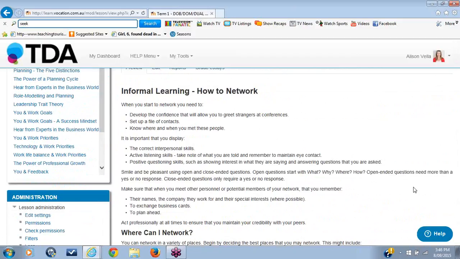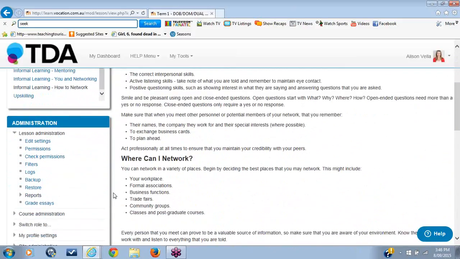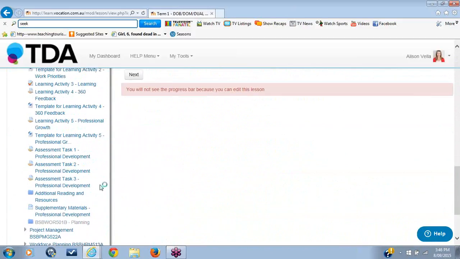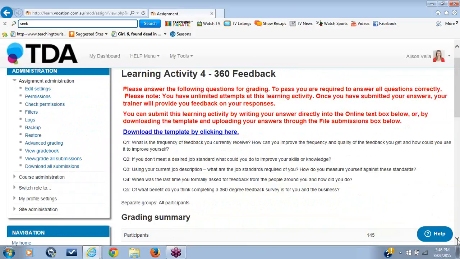Well, how about we have a look at the last couple of learning activities, because I think they are really around the feedback that we talked about before, and networking as well. So let's open up learning activity 4, that wonderful thing called 360-degree feedback.